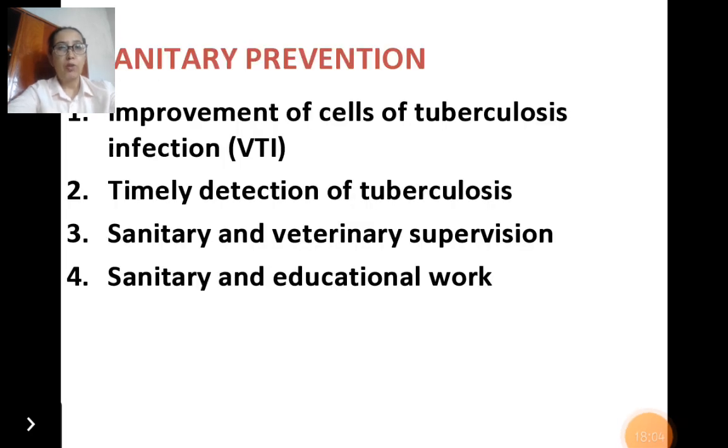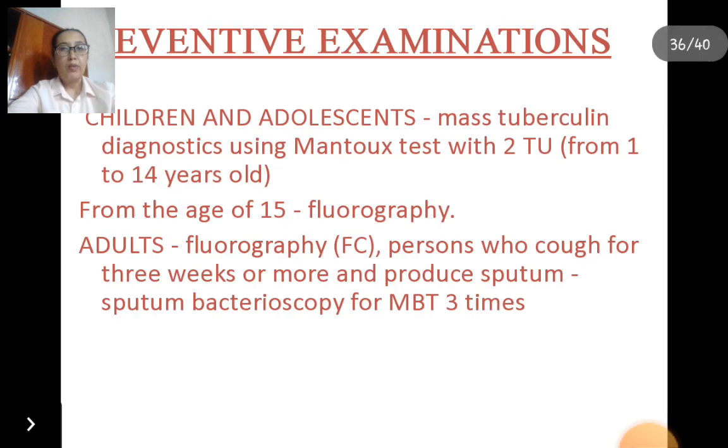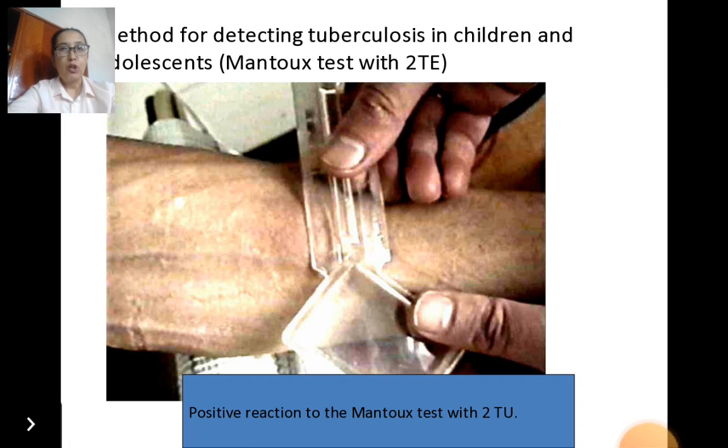Sanitary prevention is elimination of foci of tuberculosis infection, timely detection of tuberculosis, sanitary and veterinary supervision, and sanitary and educational work. Ways for timely detection are preventive examination when seeking medical assistance, observation of persons with an increased risk of tuberculosis, preventive examination of children and adolescents, and mass tuberculosis diagnostics using the Mantoux test with 2 tuberculin units. From the age of 15, fluorography for adults, and for persons who cough for 3 weeks or more and produce sputum, bacterioscopy for MBT 3 times. It is a method of detection of tuberculosis in children and adults.